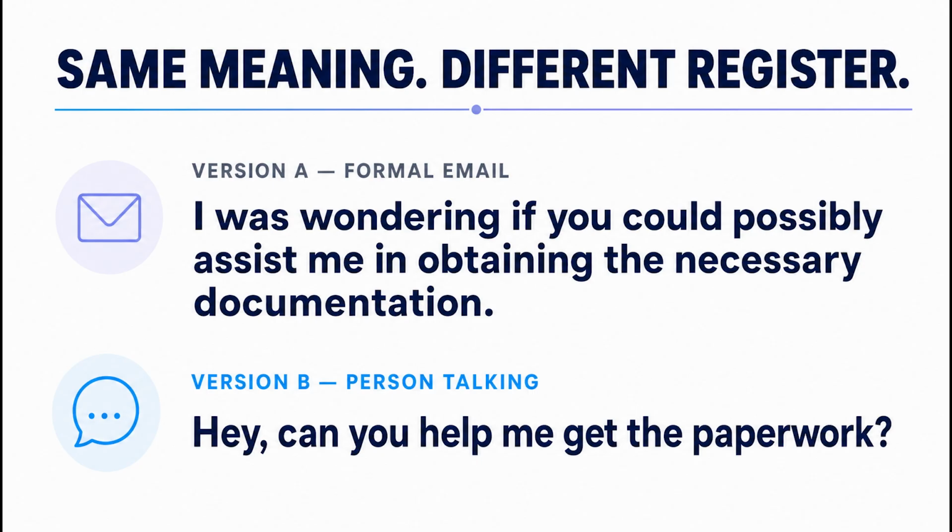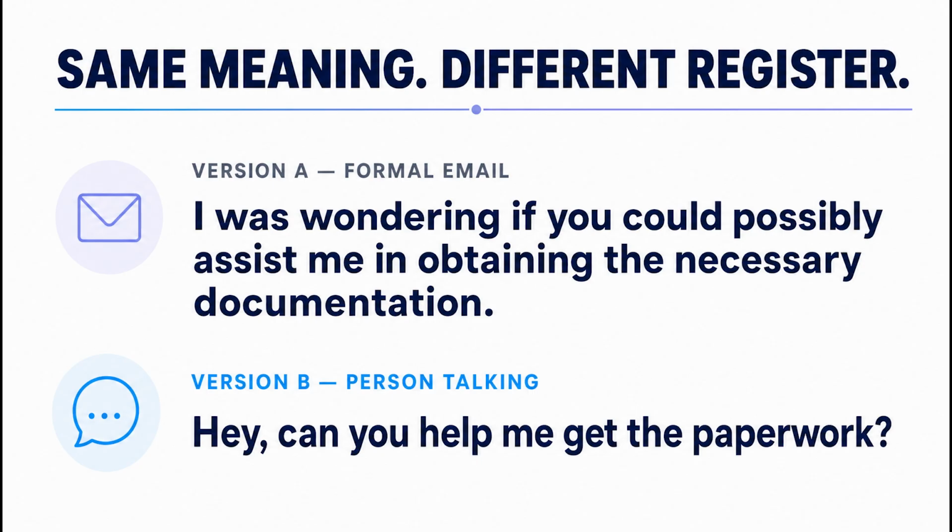Real sentence. 2 versions. Version A. I was wondering if you could possibly assist me in obtaining the necessary documentation. Version B. Hey, can you help me get the paperwork? The grammar is different, the vocabulary is different, the meaning is identical. Version A is a formal email, version B is a person talking to another person.